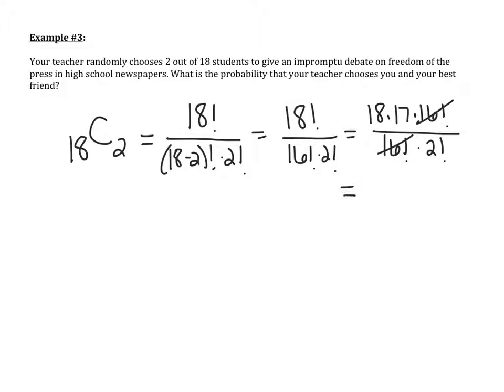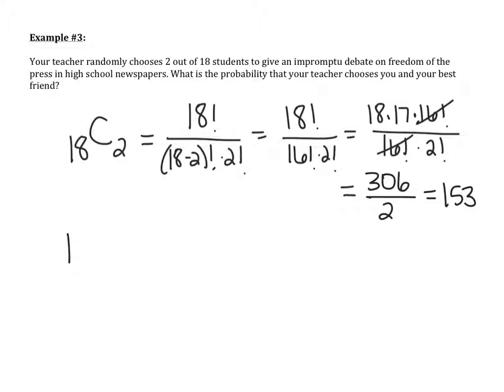So I end up with 18 times 17 over 2 times 1, which is equal to 306 over 2, which is 153. So there are 153 possible outcomes of the teacher choosing 2 out of the 18 students. So that's going to be the number on the bottom for our probability. So let's set up our probability.